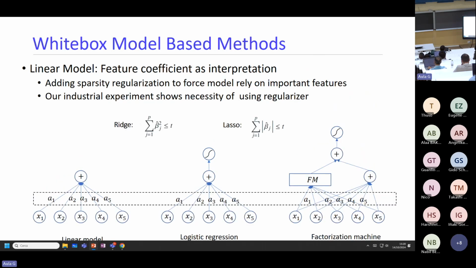During training, adding a sparsity regularization to force the model to rely on only important features is very useful in our industrial experiment. There are 2 very classical types of regularization, including the ridge regression and the lasso regression. This will force the model to focus on only a small subset of features, and if the model relies on these features, then possibly they can contribute much information to the target.